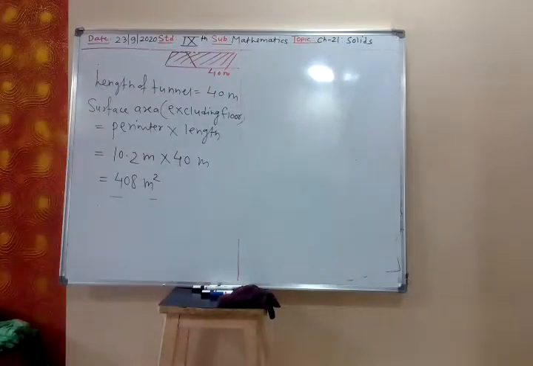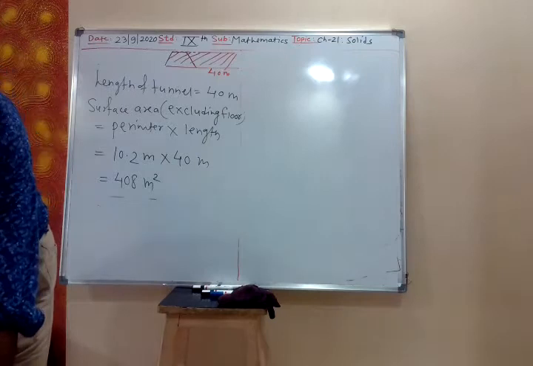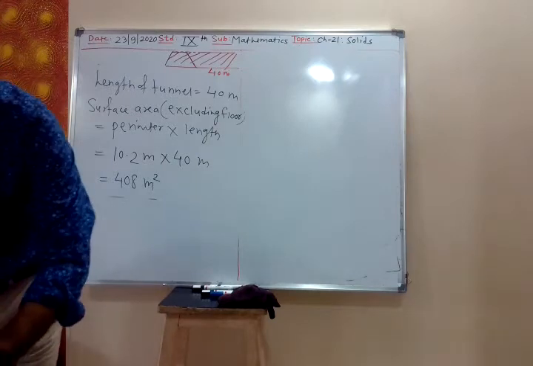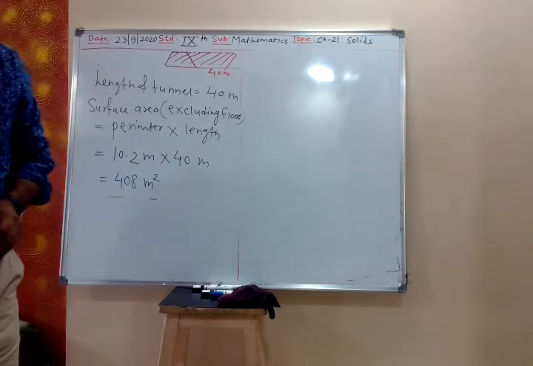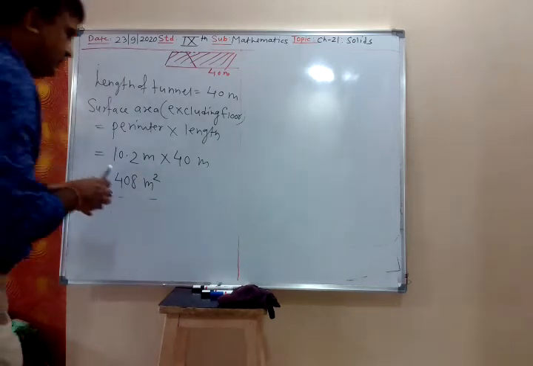We have found the surface area of the tunnel. Now this surface area we have to paint. The cost of painting per meter. So we write the painting cost.